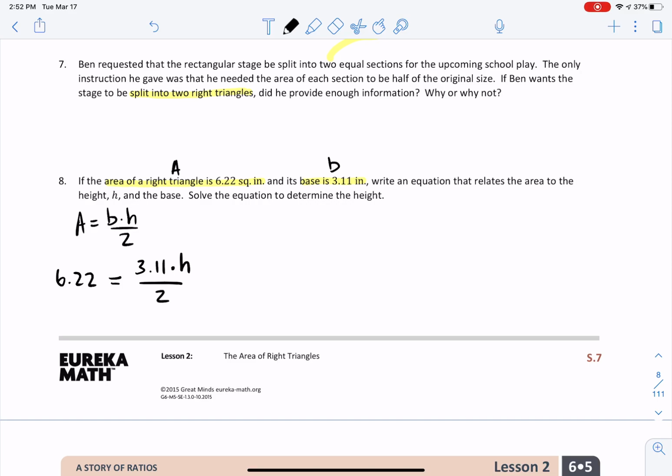And this is a little bit different type of equation. So I want you to think of 3.11 times h. We're just going to think about it kind of as one separate problem. Divided by 2 equals 6.22. I want to get rid of the dividing by 2. I'm going to do the opposite, which is to multiply by 2. I'm going to multiply both sides by 2. And when I multiply the left side by 2, basically this 2 goes away. And then I multiply by 2 on the other side so that it matches.